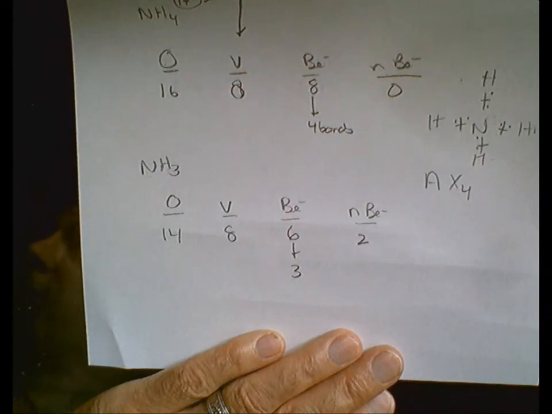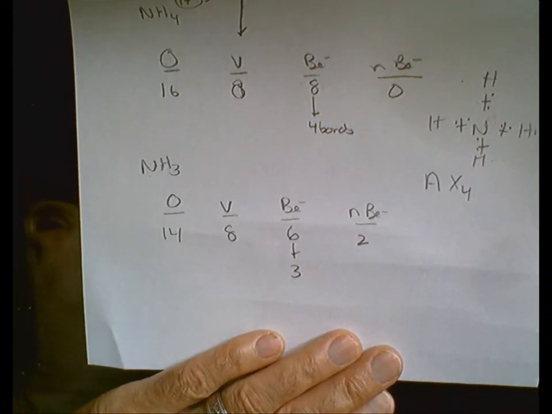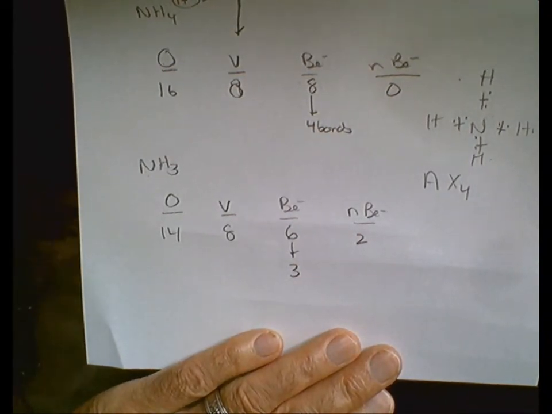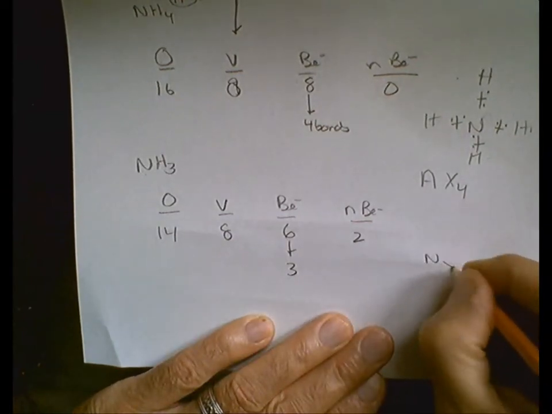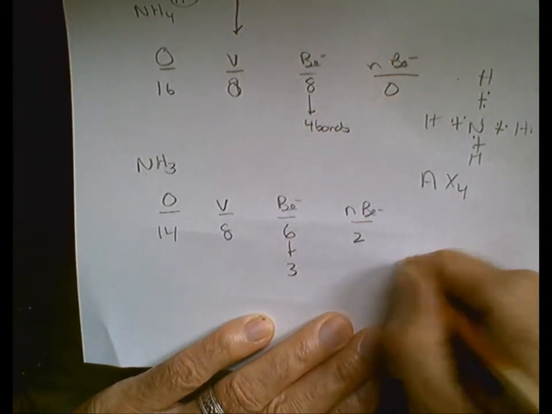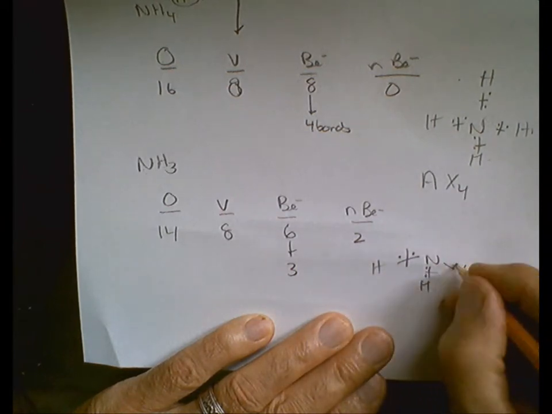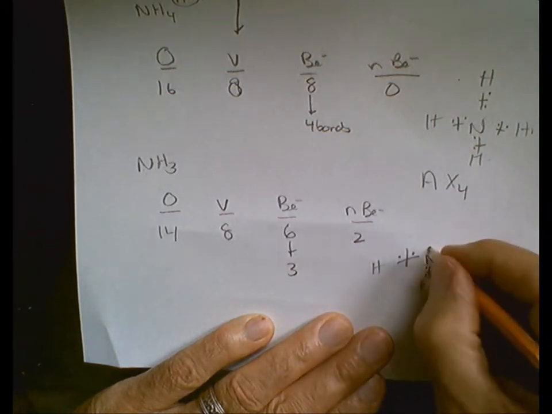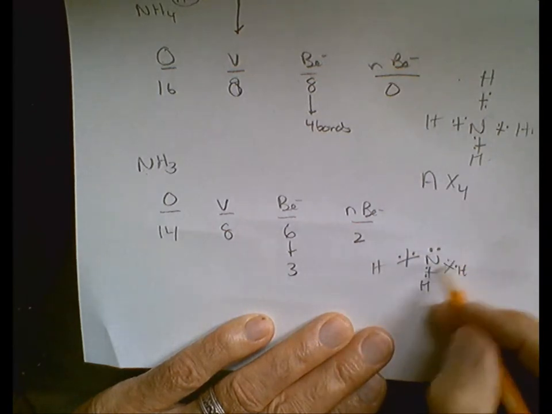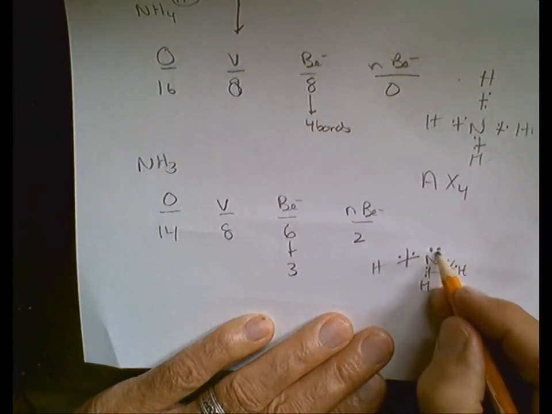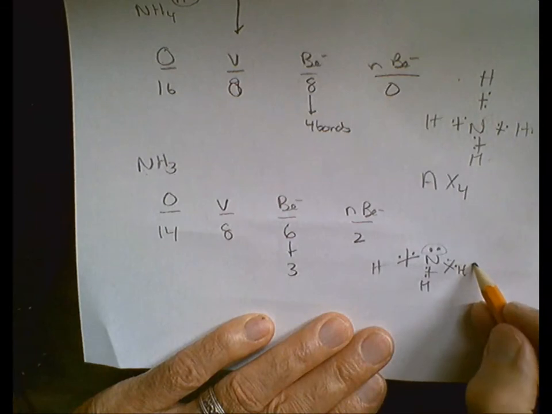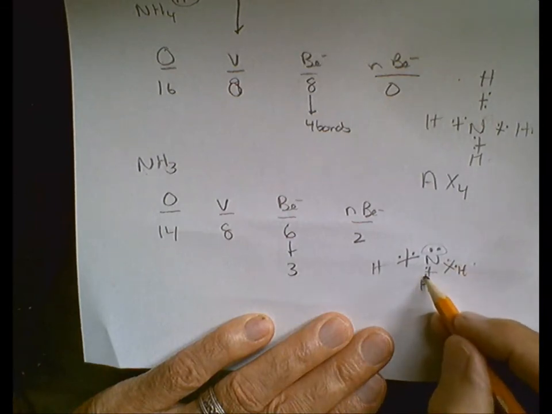So I'm going to talk about what Gillespie actually said when I draw this one. I'm going to write N, H, H, H. Remember what I said about the N. It's in the 5th column, therefore it needs 5 electrons around it. 1, 2, 3 in bonds, and then 2. Each hydrogen needs 1 electron.